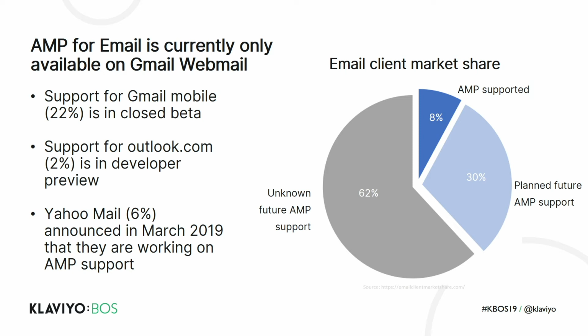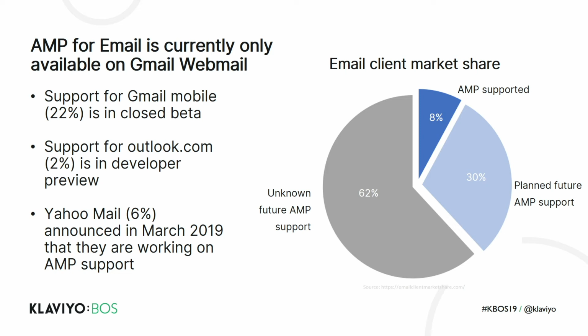And then Yahoo Mail in March announced that they were working on AMP support, but no radio signal from them since then, so we'll see. But that would be another 6%. So with all that told, that would be about 38% of the email client market share. That still leaves 62% of the recipients that won't interact with the AMP version, primarily because they're using Outlook Desktop or Apple Mail.